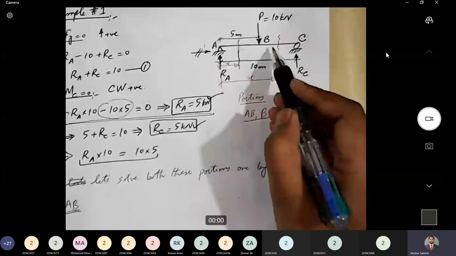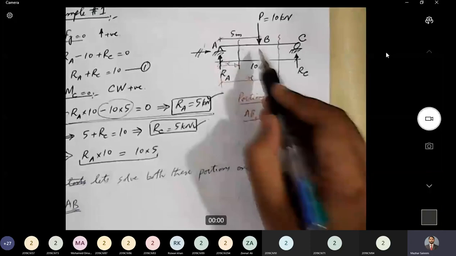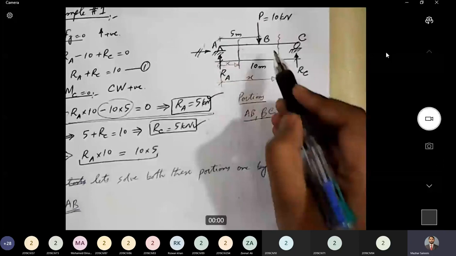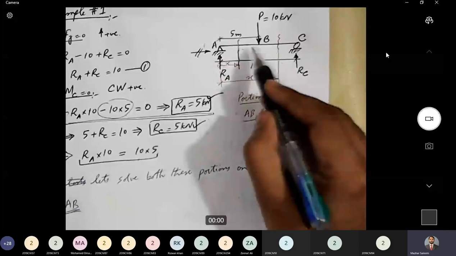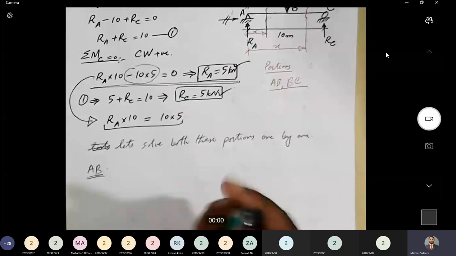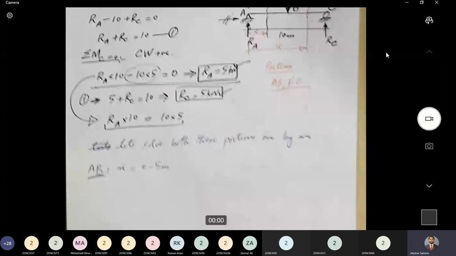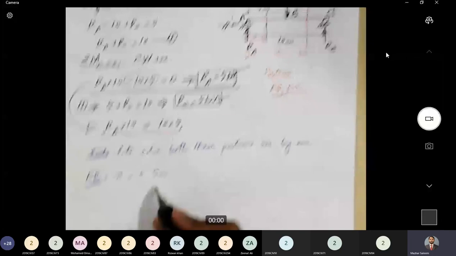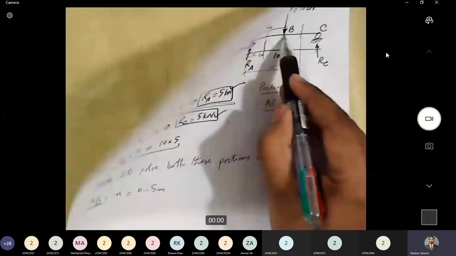So that equation will represent the variation in shear force and bending moment for the entire portion. That is why this x will vary within the portion. For example, for portion AB, in front of the portion, we will write down that x is from 0 to 5 meters. This is the range of x, from 0 to 5 meters.